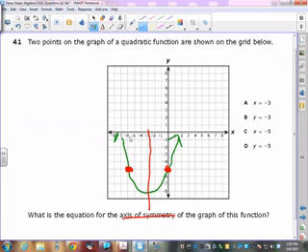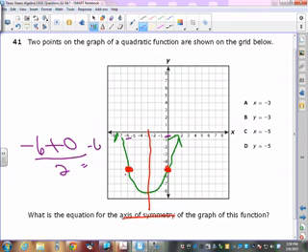So we're going to do the midpoint between negative 6 and 0. Negative 6 plus 0 is negative 6, divided by 2. Negative 6 divided by 2 is negative 3. So where x is negative 3 is where you have your line of symmetry. Vertical lines, that's x equals something, and A is the answer. It's the line x equals negative 3.